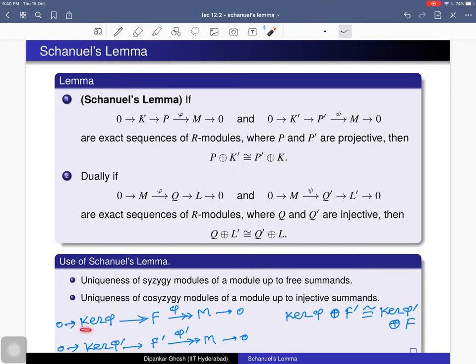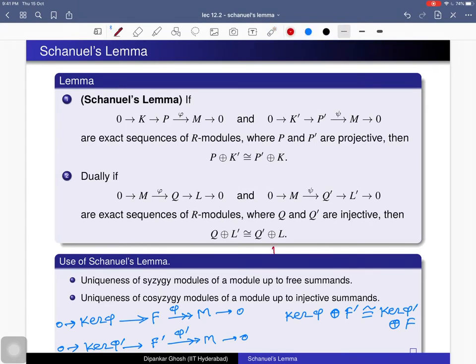Here kernel of phi direct sum the free R module F prime is isomorphic to kernel of phi prime direct sum the free R module F. And similarly we can have this statement: uniqueness of co-syzygy modules of a module up to injective summands. So what are co-syzygy modules?